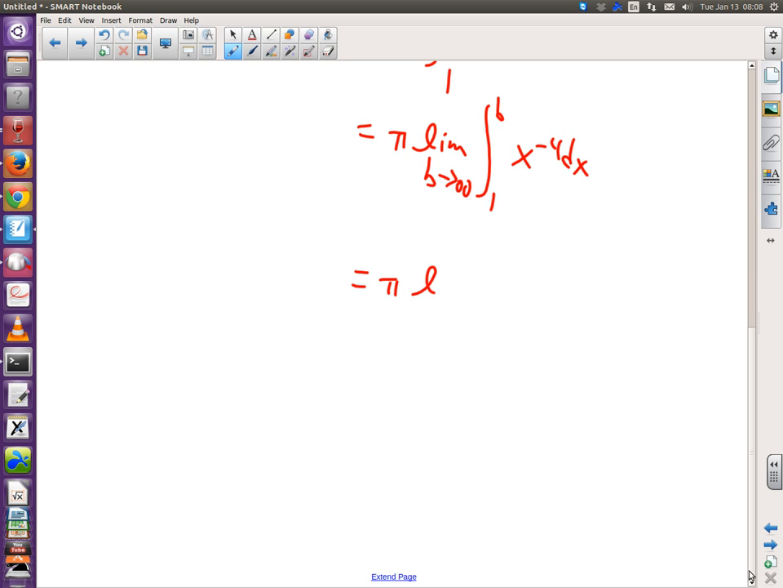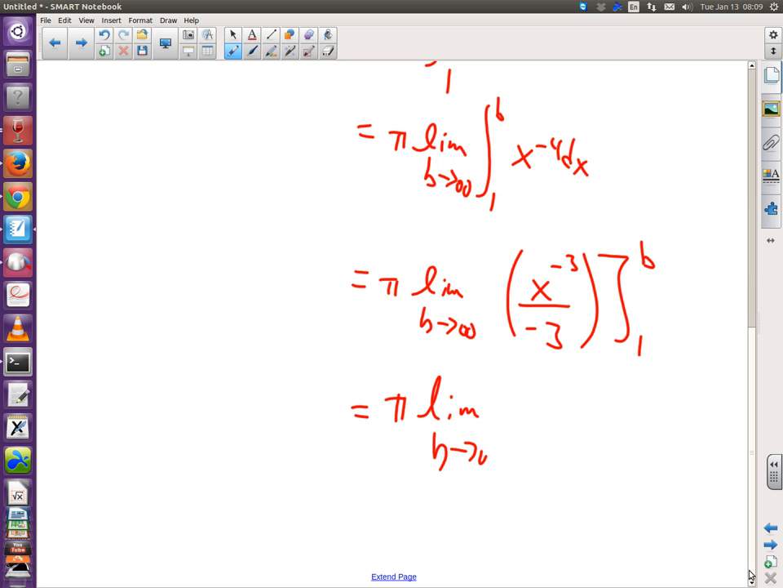You get pi, the limit as b goes to infinity of x to the negative 3 over negative 3, evaluated from 1 to b. So how do you do that? What do you do next? You plug in b, right? Now, this is really a fraction where the x's go on the bottom. So I'm going to do it this way: pi, the limit as b goes to infinity of negative 1 over 3x cubed. That's easier to evaluate the limits after you plug in the b's, right?